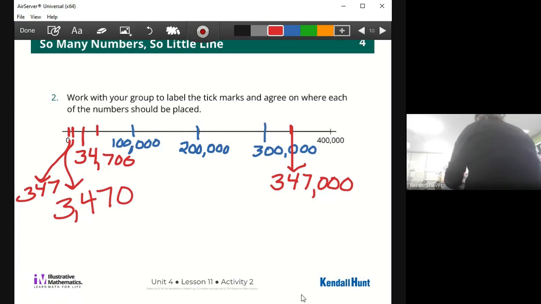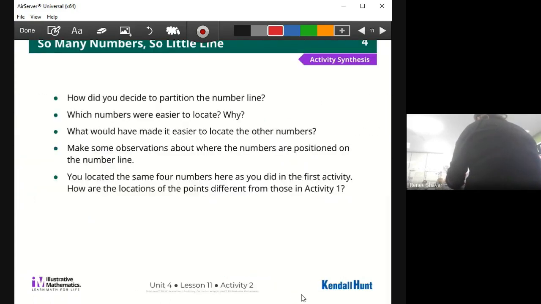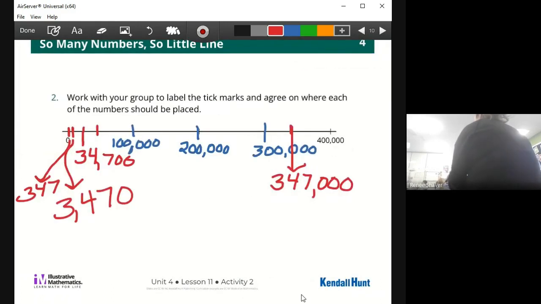That's a good idea. Okay, which numbers were easier to locate and why? I know what I think. What do you guys think? Which of those numbers were the easiest? Jace. The bigger ones, like 347,000. Why?